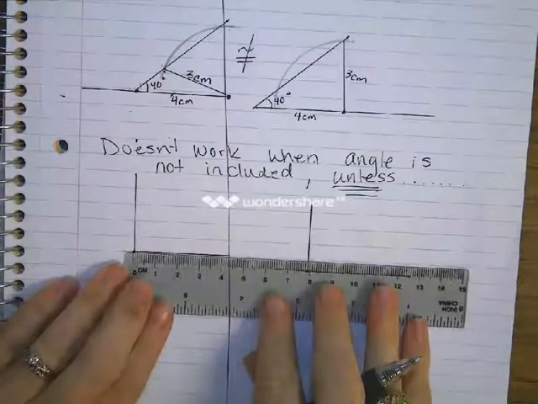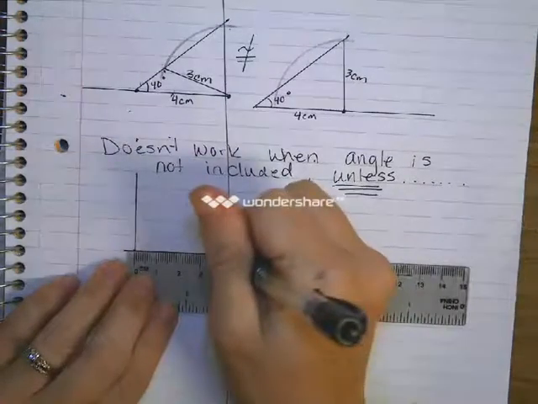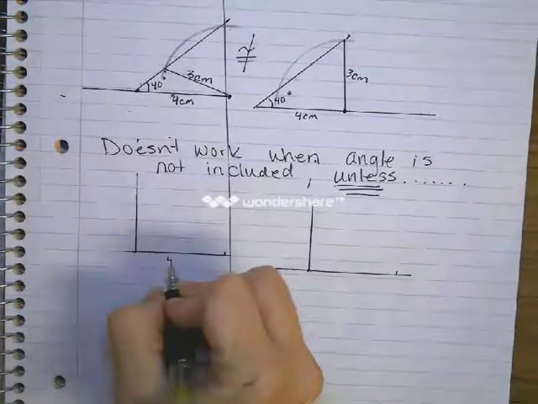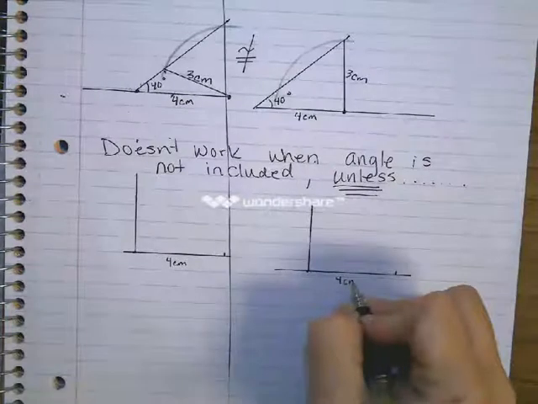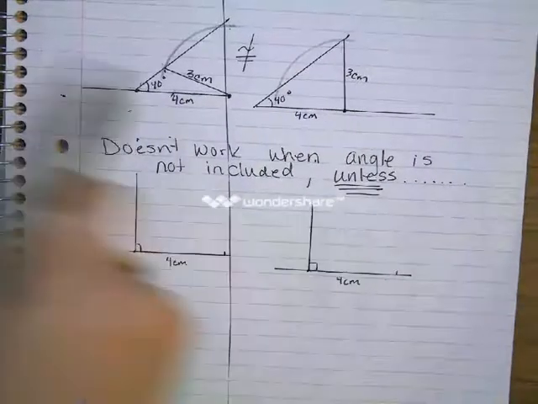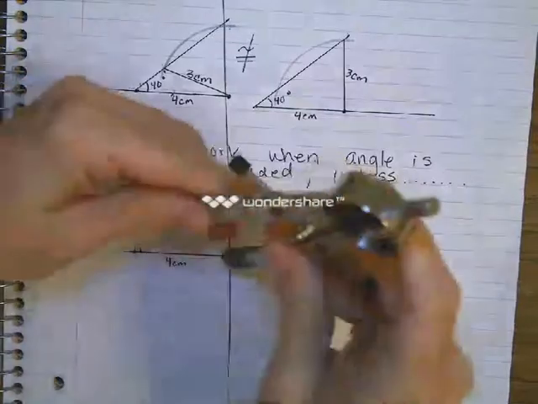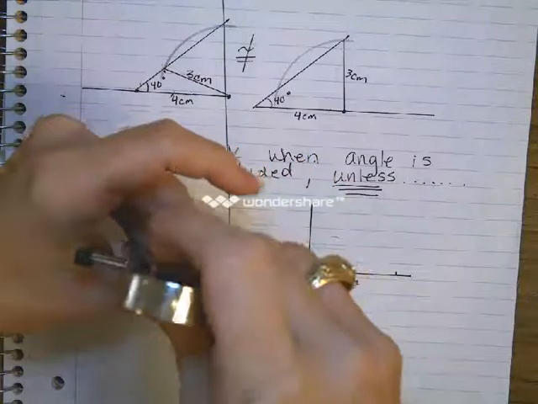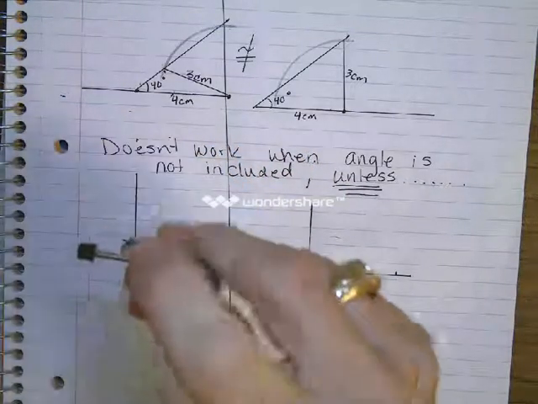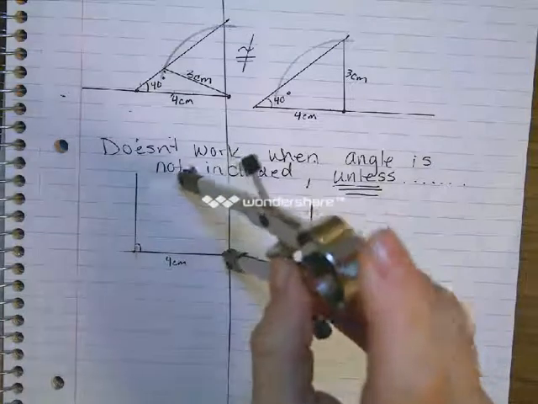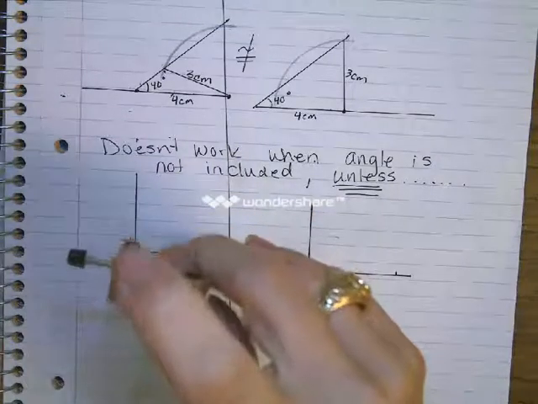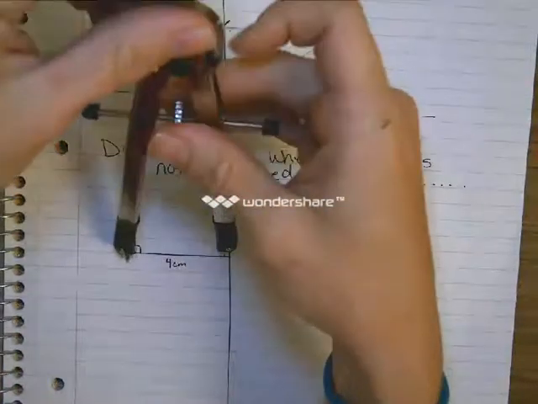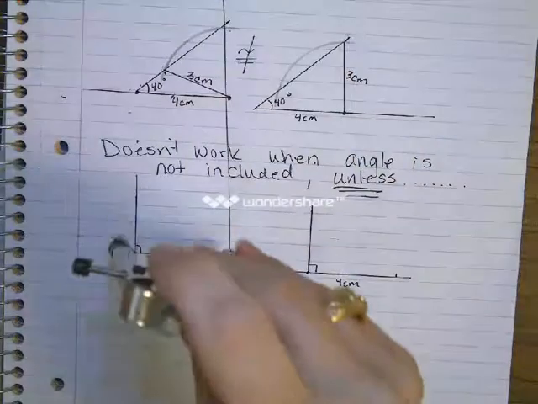4 centimeters. Now if I try to use my compass here, is there any possible way that I can get my compass to intersect this line twice? It's not going to happen, no matter where I put my compass. If I make my compass bigger, then it's only going to cross once. If I make my compass smaller, then it's not going to cross at all.